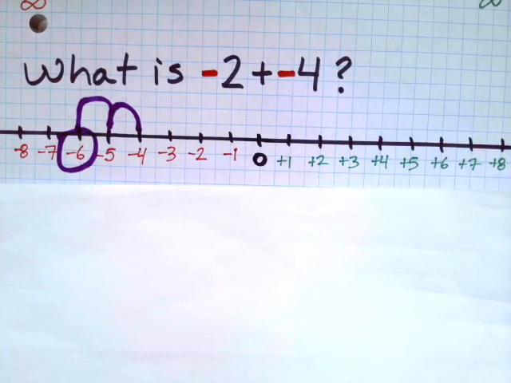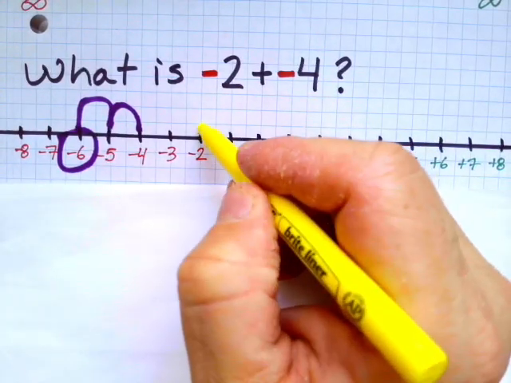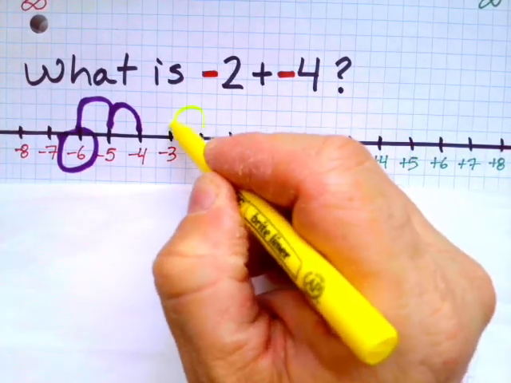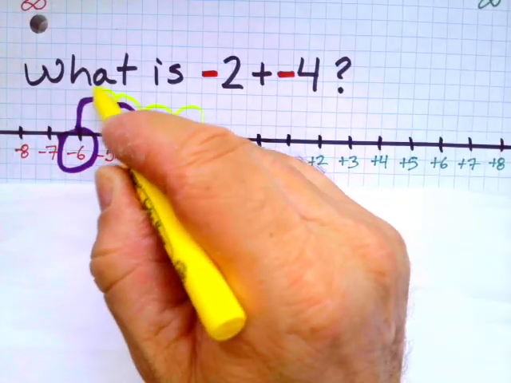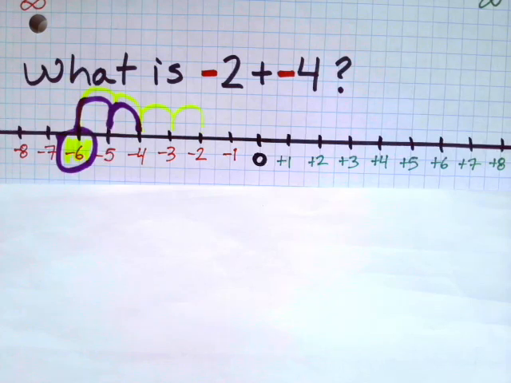And of course, you're going to say, you know what? I didn't start at negative 4. I started at negative 2. Well, you could have started at negative 2 and gone in the negative 4 direction. So 1, 2, 3, 4. You still end up with that negative 6 value.